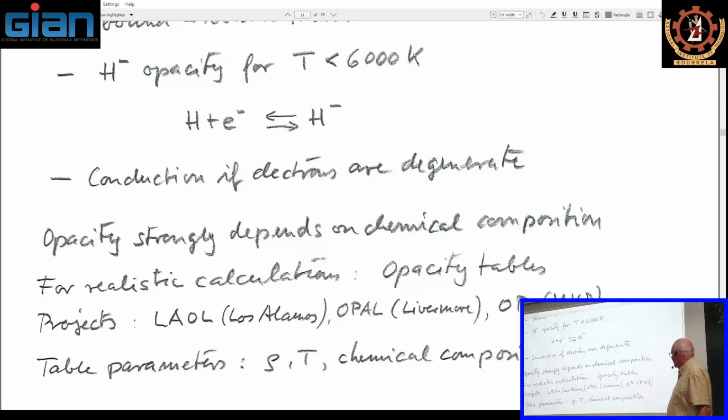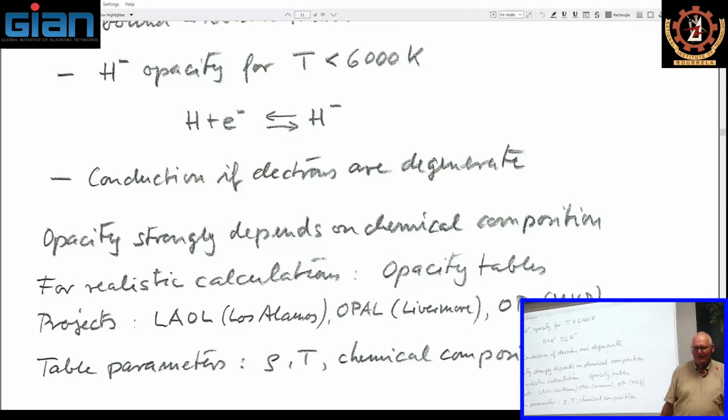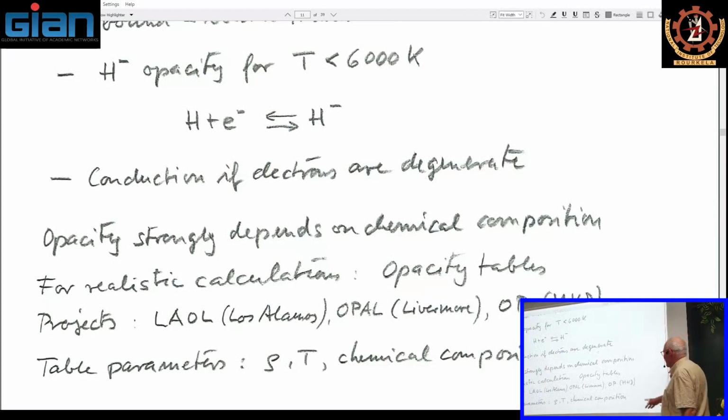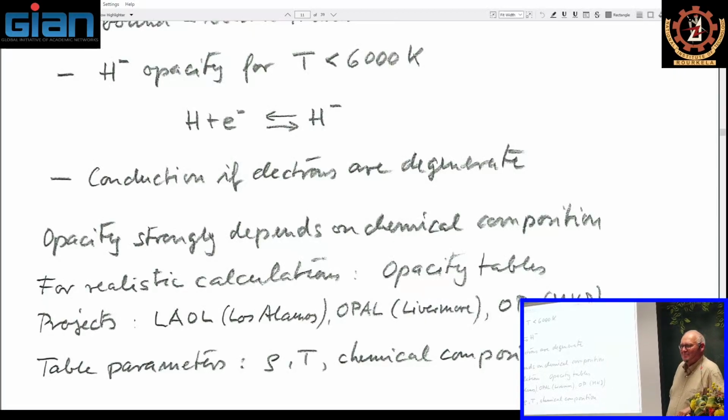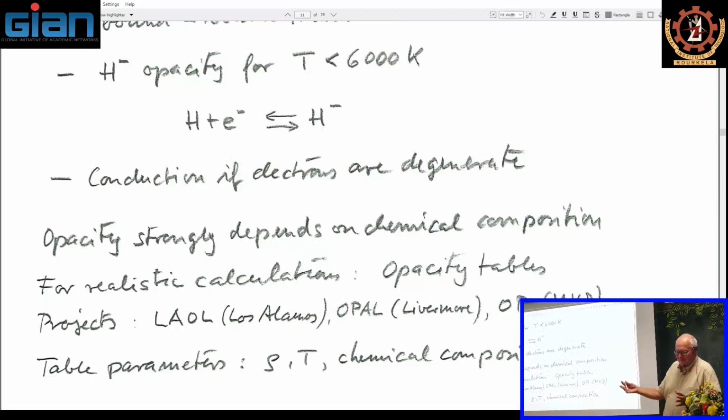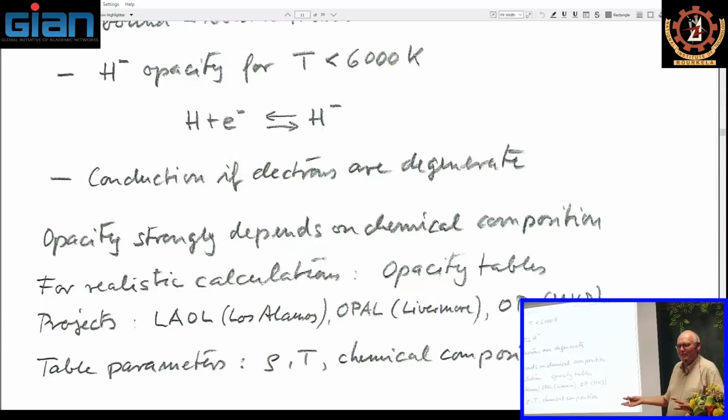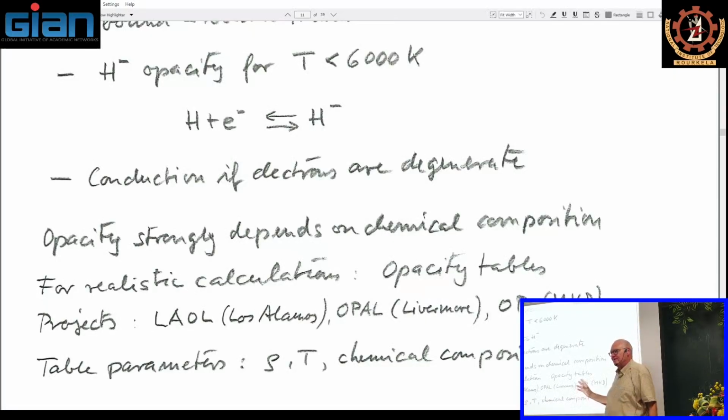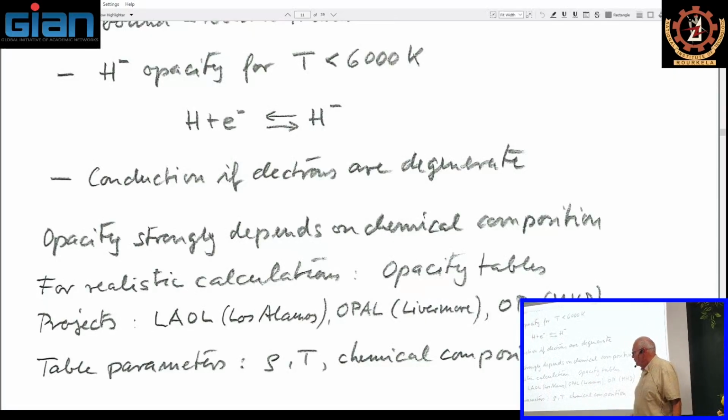which is done by MHD, which does not mean magnetohydrodynamics. This is Mihalas, Hummer, and Däppen, three guys who thought they would like to provide opacity tables for their astronomical colleagues. So there are groups which deal only with the calculation of opacity tables. This is a non-military project.